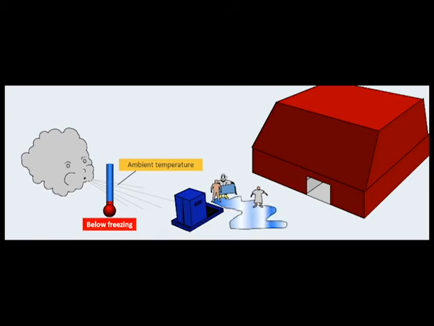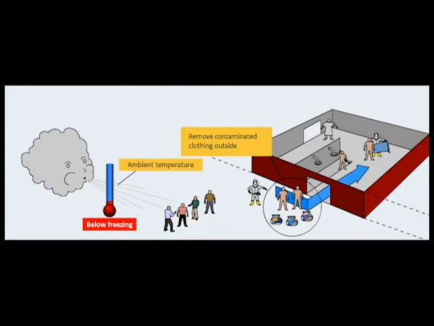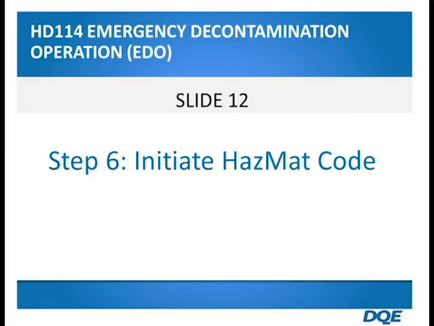If the ambient temperature drops below freezing, outdoor water decontamination may create serious safety hazards associated with ice formation. Under extreme weather conditions, remove and contain contaminated outer garments outside before quickly bringing patients inside for showering. Evacuation and isolation of the indoor decontamination area may need to occur in this case.